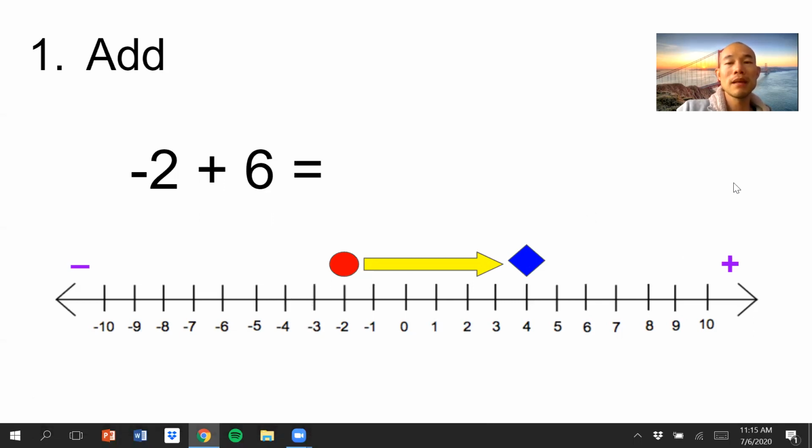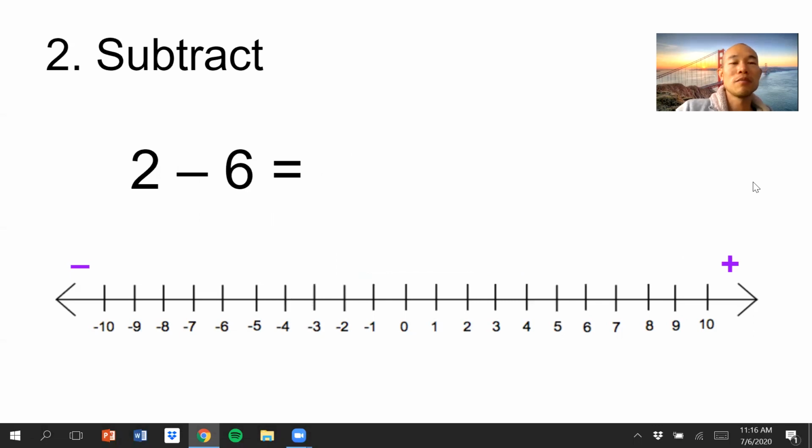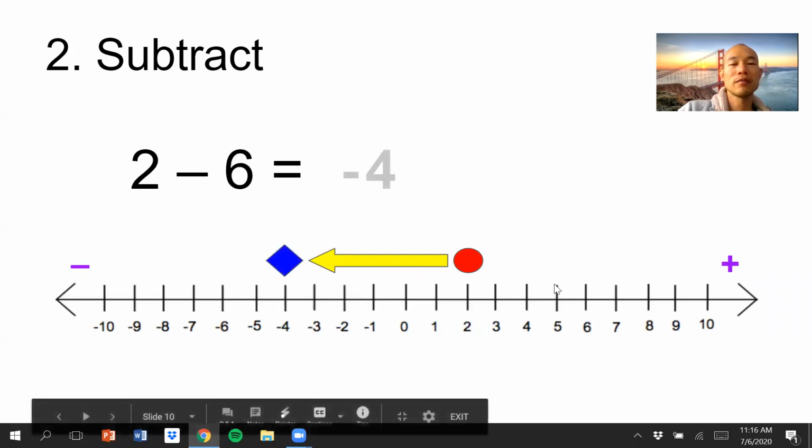So the number line is a useful tool to help us work with integers, especially when there's positives and negatives involved. Next, subtraction, 2 minus 6. So same idea, we're going to start with the first number 2 on the number line. Because it's -6, we're going to move in the negative direction 6 spaces, 1, 2, 3, 4, 5, 6, and then end up at a -4, which is our answer.